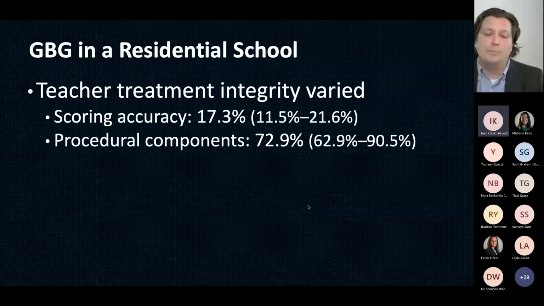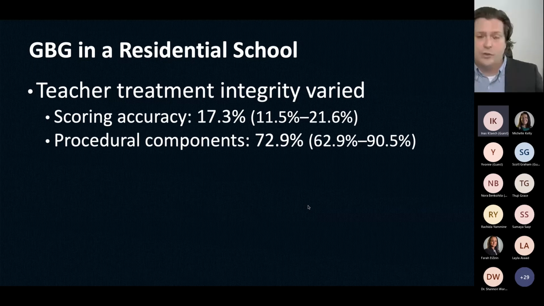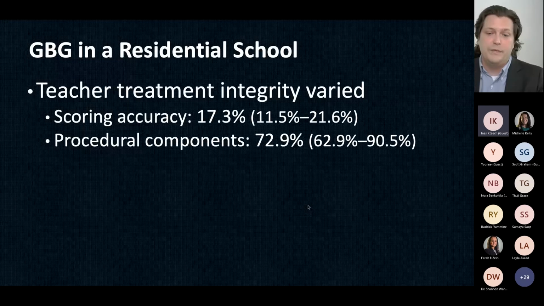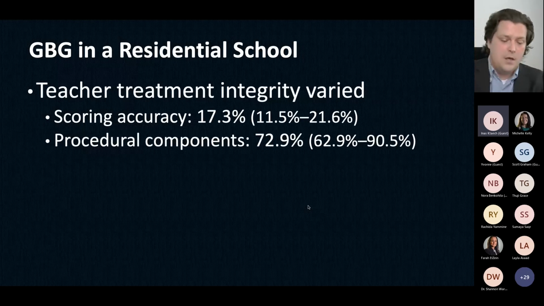And then when we looked at the procedural components, which are often reported at very high levels in other research studies, so 100%, 90%, these are common levels of procedural integrity to see for the components in other studies. However, in this study, we saw that it was comparatively lower than previous research. So only about 72% of the components were consistently followed throughout the intervention.